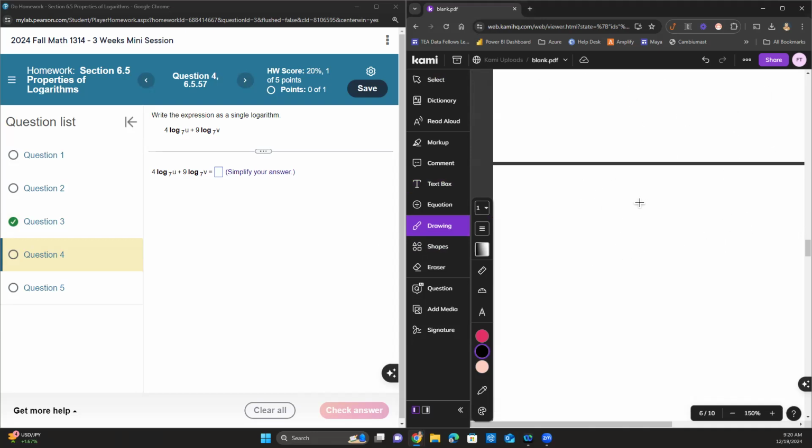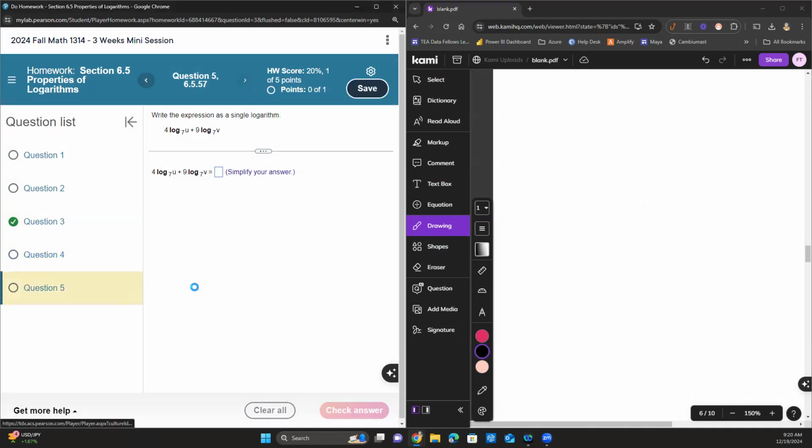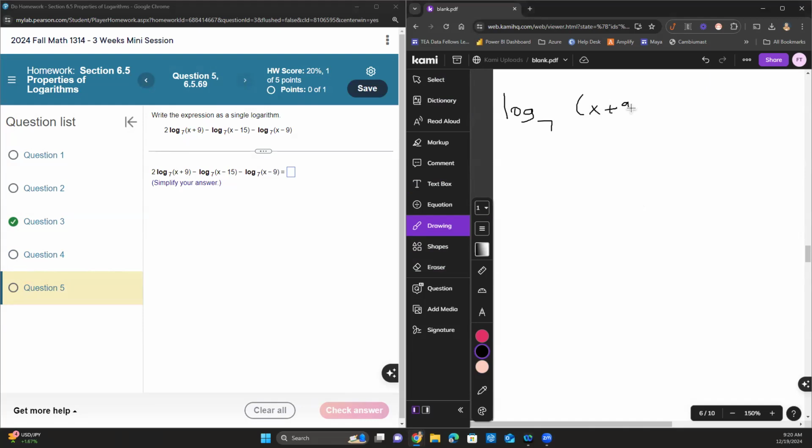And then the last question, number 5 here. We want to again write this as a single logarithmic function. This is what I have. First thing I'm going to do is restore the power. So 2 is a power. So the first one, I can rewrite it as log base 7, and then we have x plus 9 here, and then the power is 2.